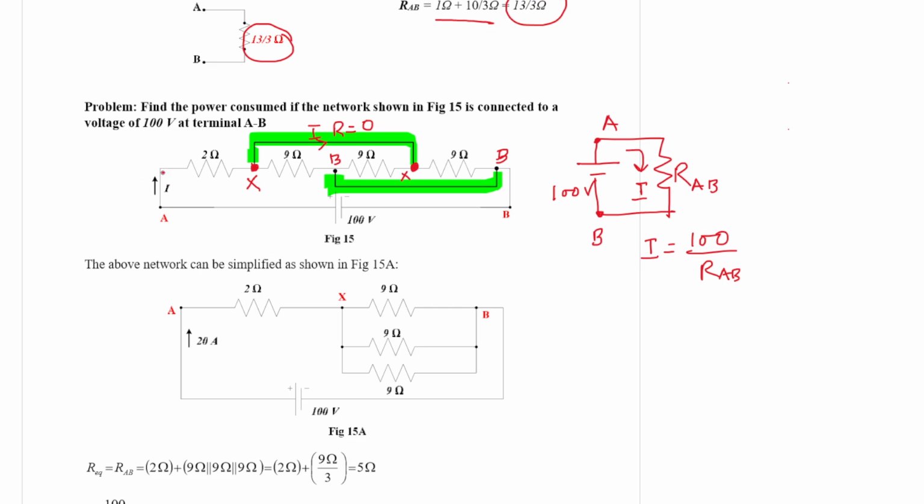Now starting from here, A, from A to X, let us say this is X and A, we have a 2 ohm resistance, right?